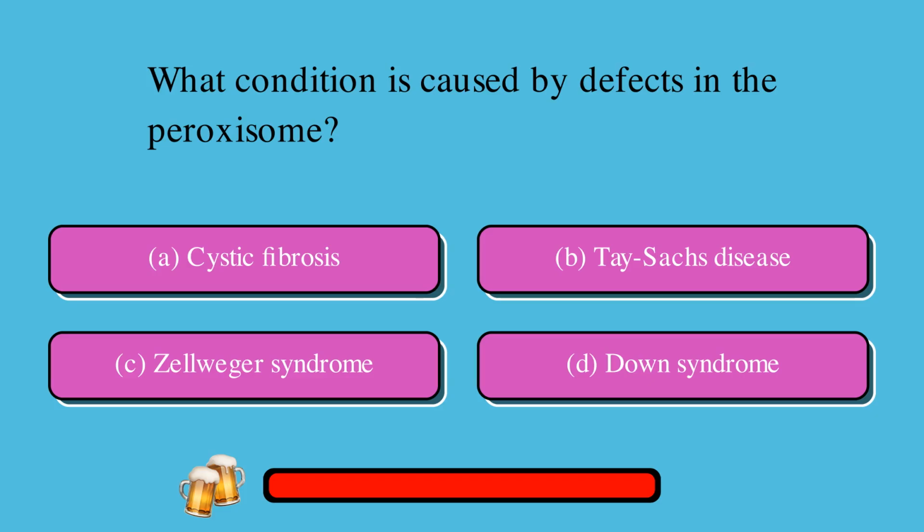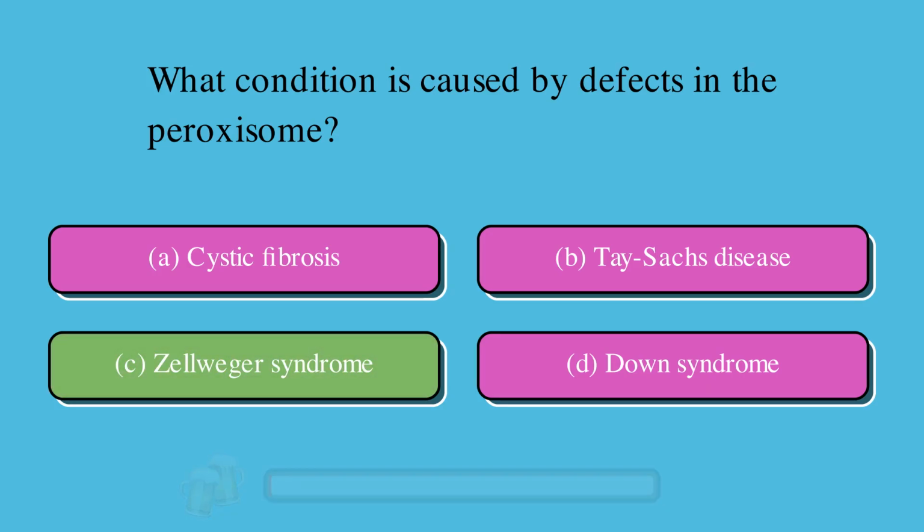What condition is caused by defects in the peroxisome? A. Cystic fibrosis, or B. Tay-Sachs disease, or C. Zellweger syndrome, or D. Down syndrome. The correct answer is C. Zellweger syndrome.